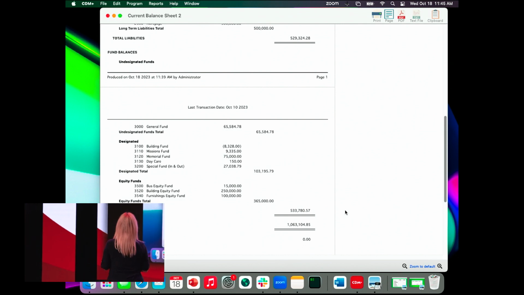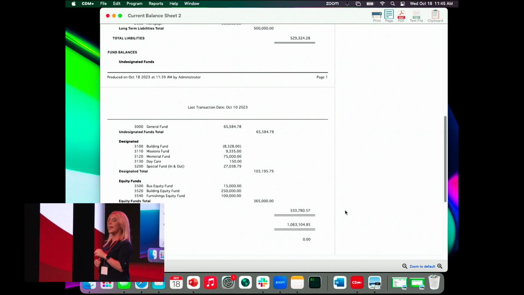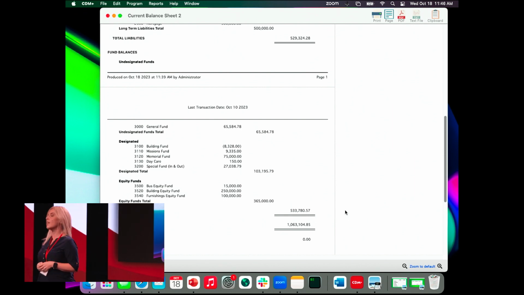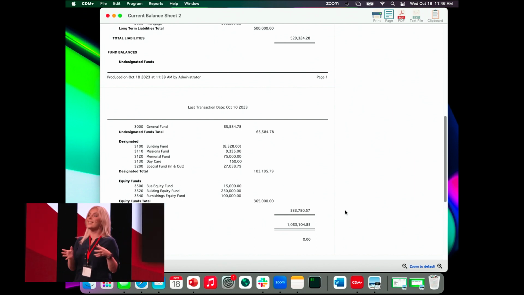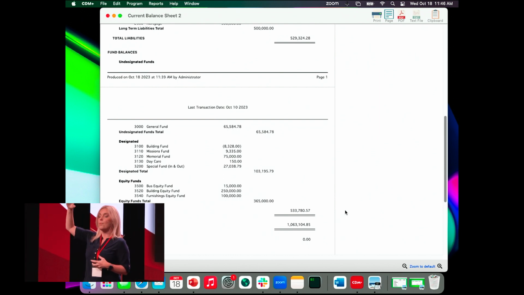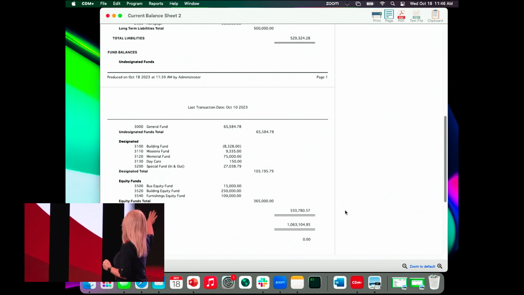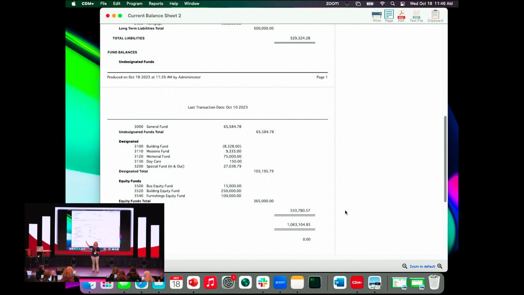So, for example, in this one, the building fund is in brackets. That means they have $8,000 in the red. We'll talk more about that here in a little bit. But I can go through and have my missions, and we have $9,000 currently in missions. The missions department did not need to have a separate checking account. It all is flowing into the one. But as you'll see in a little bit, we're able to break it down and keep track of what their balance is. I can also pull reports of all the money that's come in just for that fund or gone out.